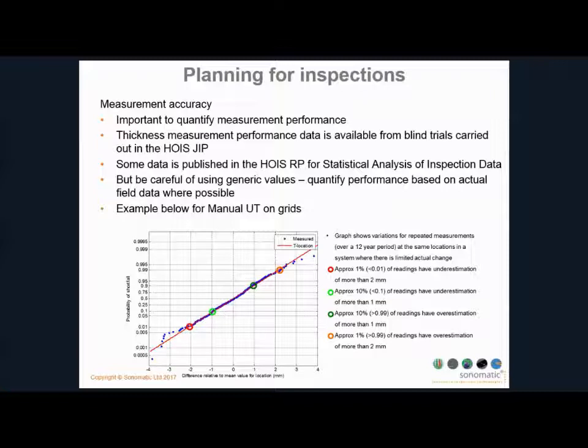There are significant amounts of data available via blind trials carried out in the HOIS Joint Industry Project, for example. There's also some data published in the HOIS Recommended Practice for Statistical Analysis of Inspection Data. It's important to say, however, that you need to be careful using generic values. And it's much preferred to quantify performance based on actual field data where possible, because the field data won't always achieve the same or similar performance to generic values that might have been developed within blind trials. And there are methods of evaluating accuracy of actual field data based on analysis.